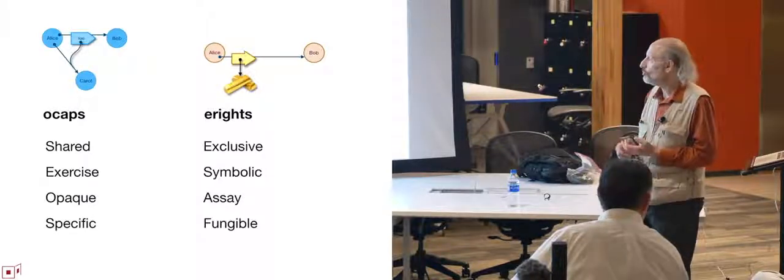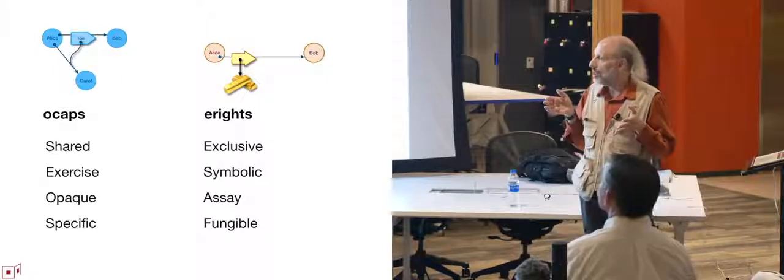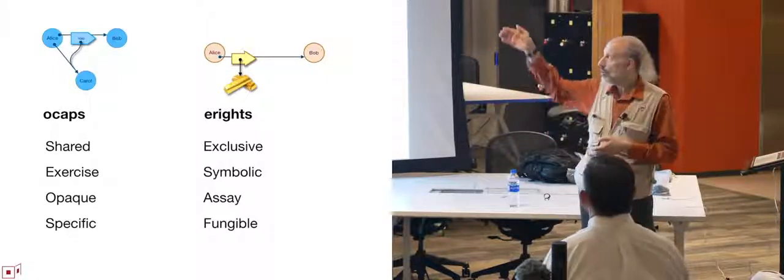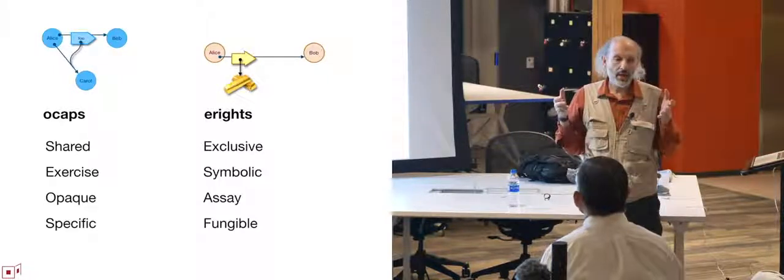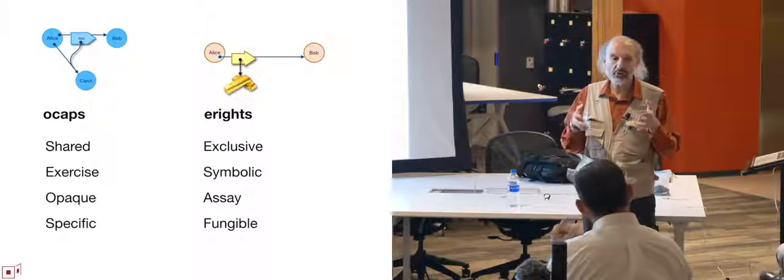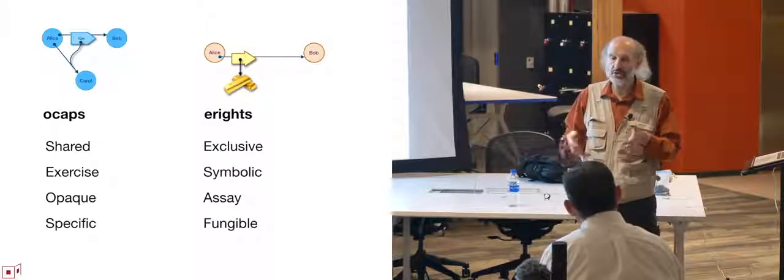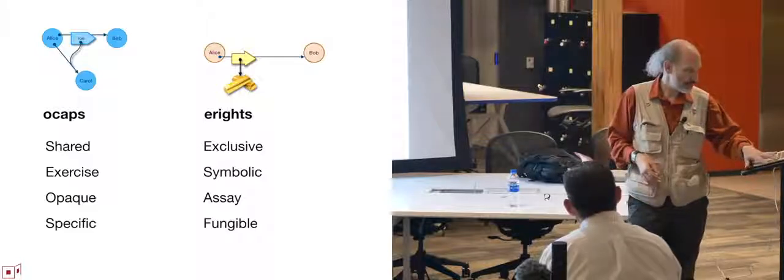And then there's specific versus fungible. Each object is unique, whereas the money is just a quantity. Bob doesn't care about one bar of gold versus another, he just cares about the total quantity.